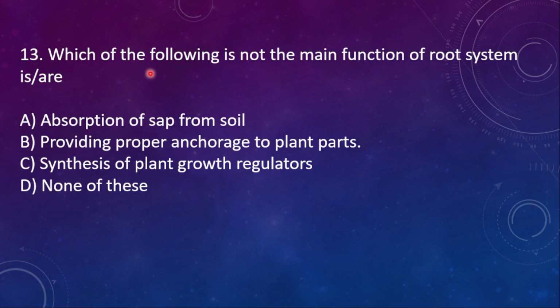13th one, which of the following is not the main function of the root system? Option A, absorption of sap from soil. Option B, providing proper anchorage to the plant. Option C, synthesis of plant growth regulators. Option D, none of these. And here the right option is none of these.